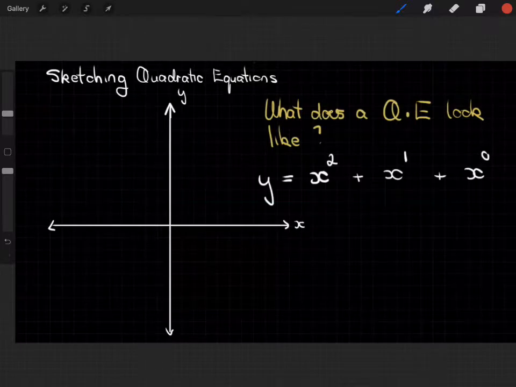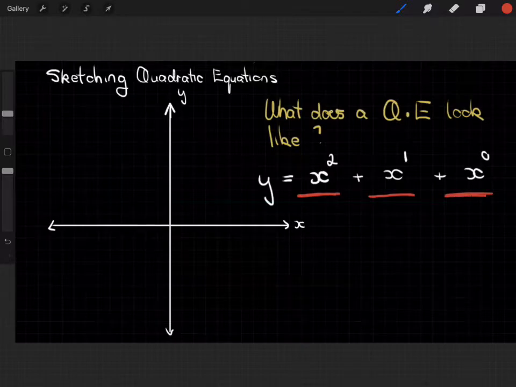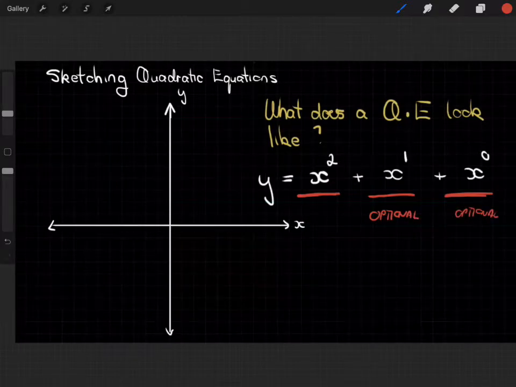Well, probably the easiest way to explain this is that every quadratic equation must have an x squared term, and it can also have an x term and/or an x to the power of 1 term and also an x to the power of 0 term. These two are optional, if you like. But it certainly must have an x squared term.